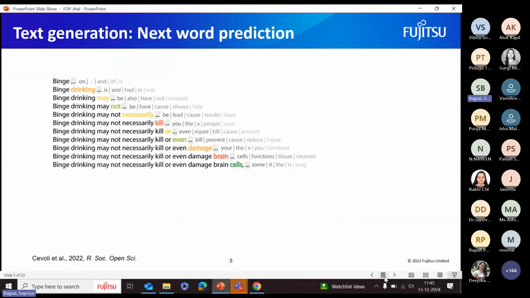Similarly, now given the words bench and drinking, what should be the next word? It should be may. That is the probability. So it looks like a kind of deterministic thing, because the model is already trained on a large amount of data, whatever it has seen, it has learned from it, and depending on that, it is making the predictions.